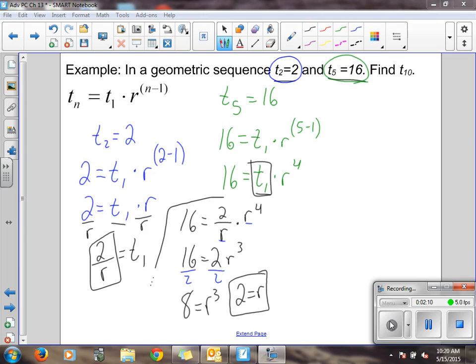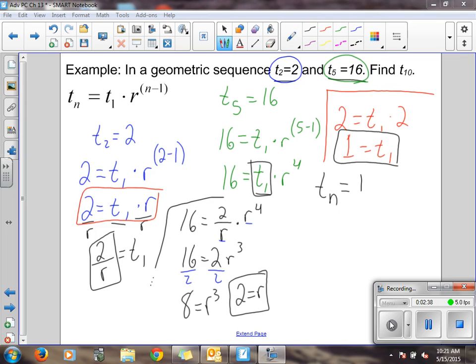Once we have that value, we want to figure out what our t sub 1 value is. So I'm going to go back to our equation that we had that 2 equals t sub 1 times r, plugging in our values. We know that 2 is going to equal t sub 1 times 2, leaving us with the fact that 1 is going to be our t sub 1 value. So our geometric formula is going to be t sub n equals our t sub 1 value of 1 times our r value of 2 to the power of n minus 1.